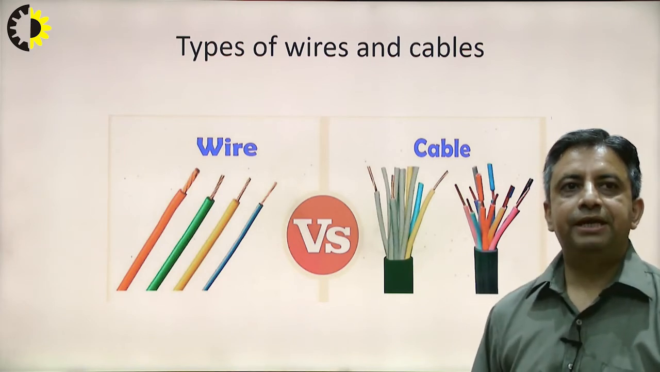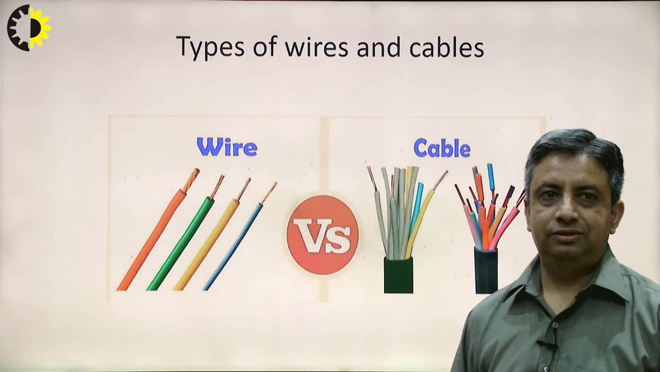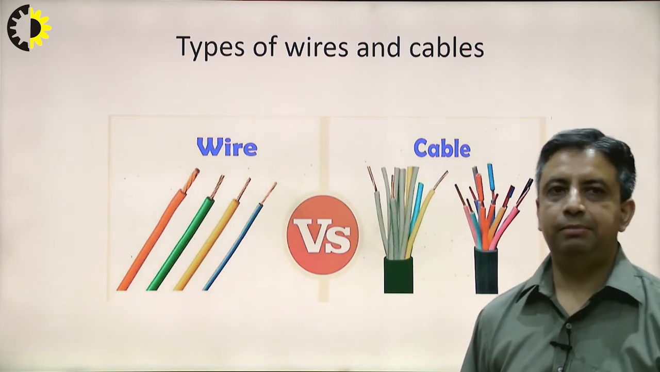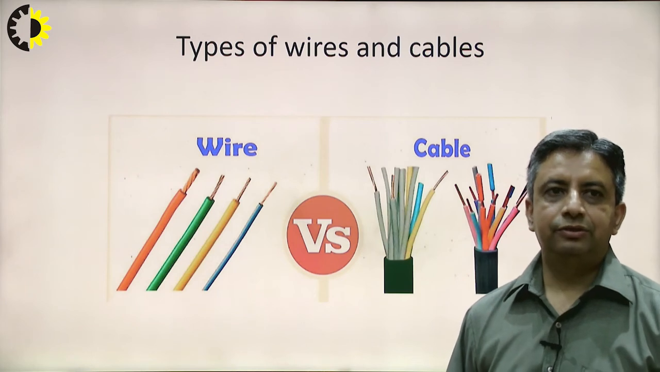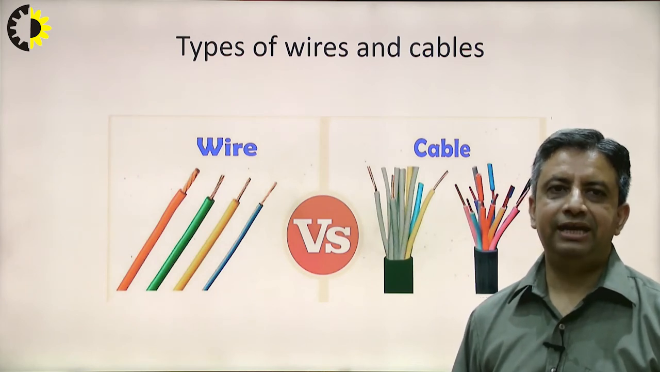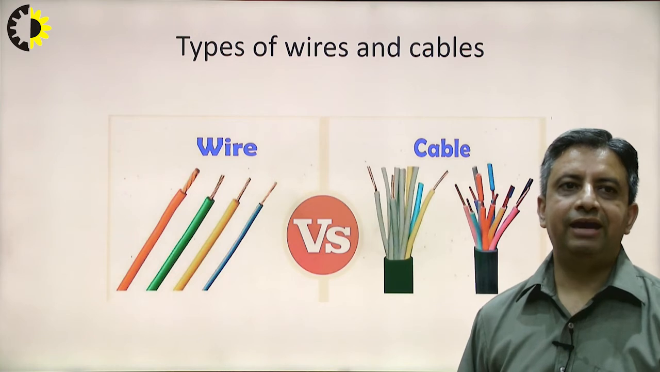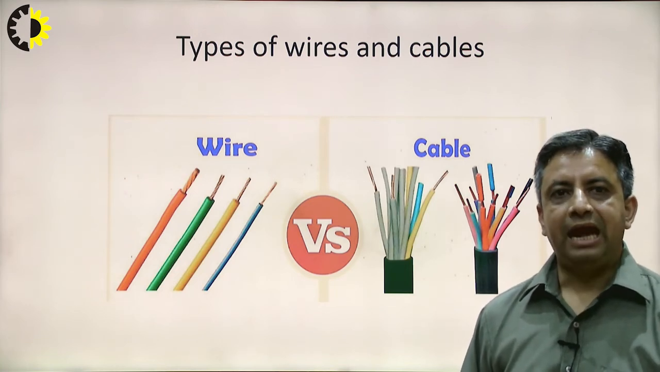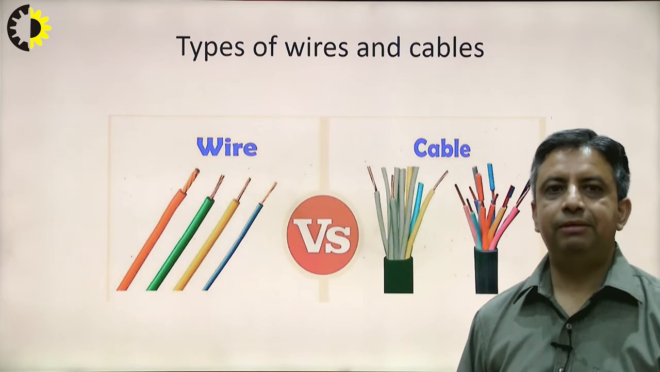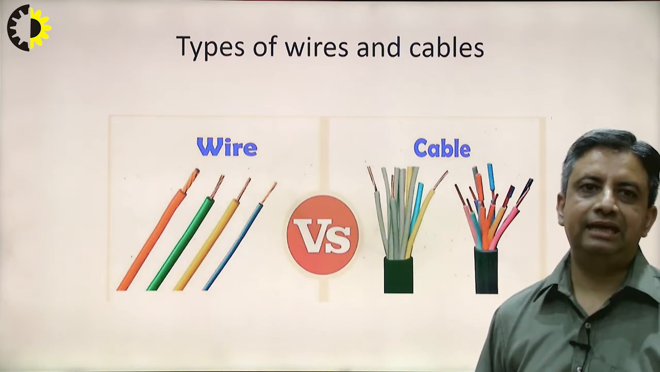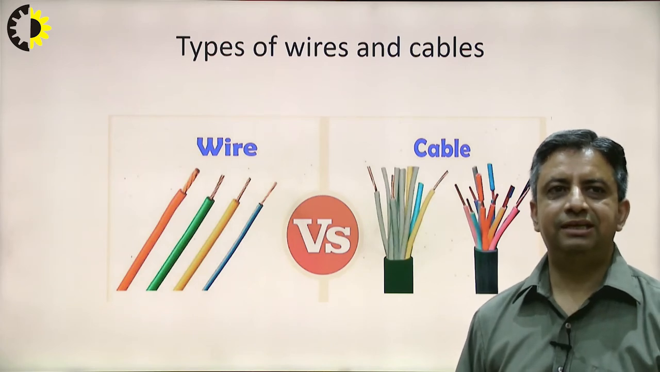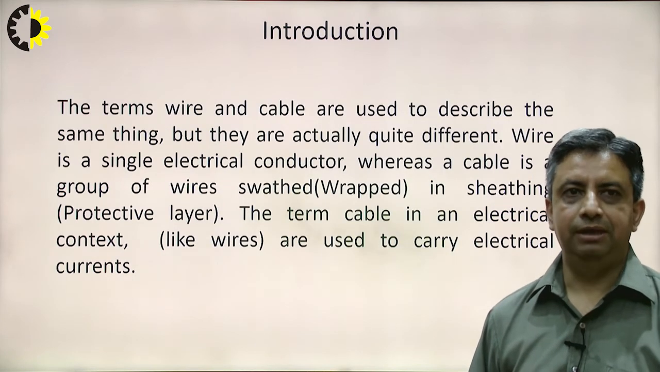The next topic is types of wires and cable. All of you are familiar, you might have seen wires and cable in your day-to-day life. The basic difference between wire and cable, as you can see here, is that in case of wire, you have one conductor, and in case of cable, it is a bunch of conductors that is wrapped within an insulation. So this is the basic difference between a wire and a cable.